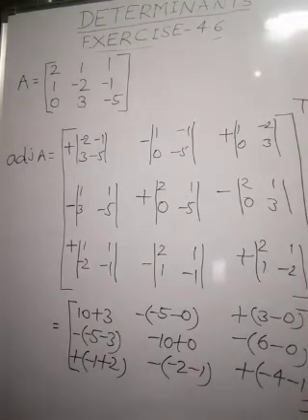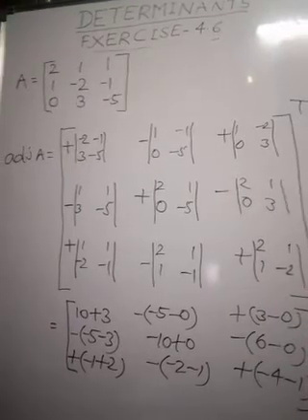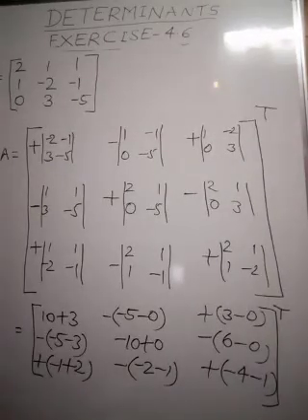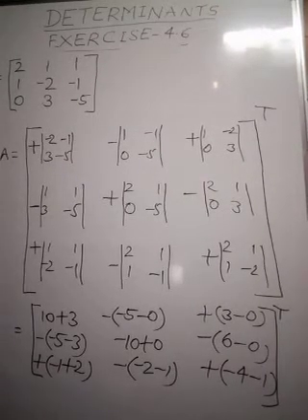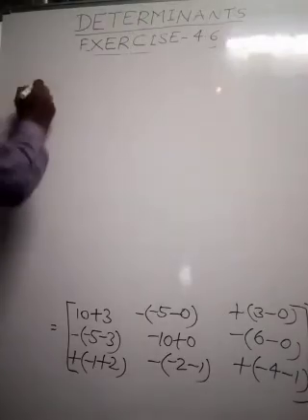Understood this step, my dear children? Okay, my dear children? You have to write this step. Okay, my dear children? Right. Now, by simplifying these elements, what will you get here?